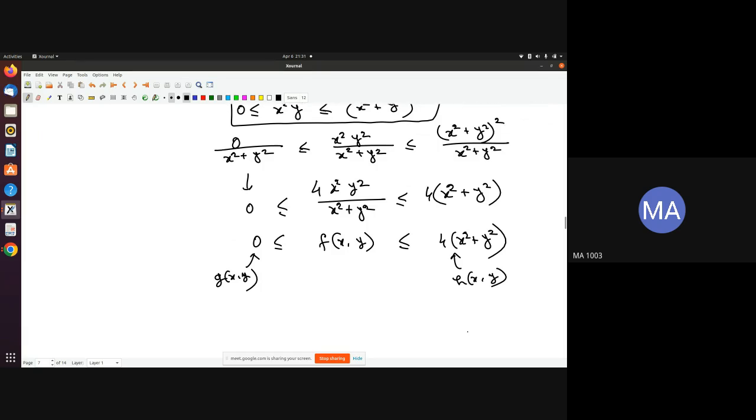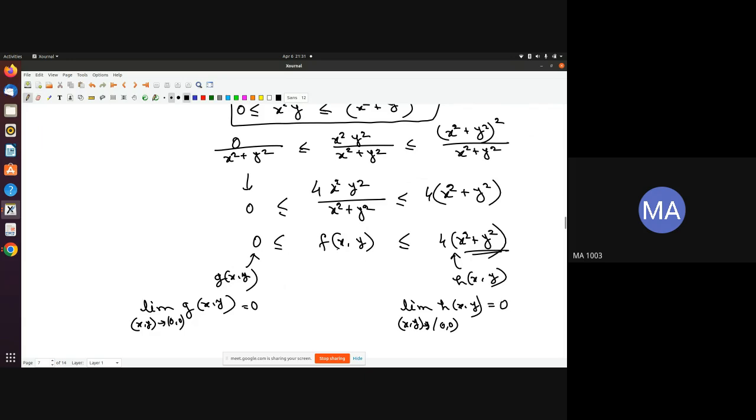What is the limiting value of g(x,y) when (x,y) tends to 0? It is 0, because it is a constant function, always 0. What is the limiting value of h(x,y) when (x,y) tends to 0? Zero. You understand why I have done it like this, because this is a polynomial function and we know the properties for polynomials. So it is again 0.